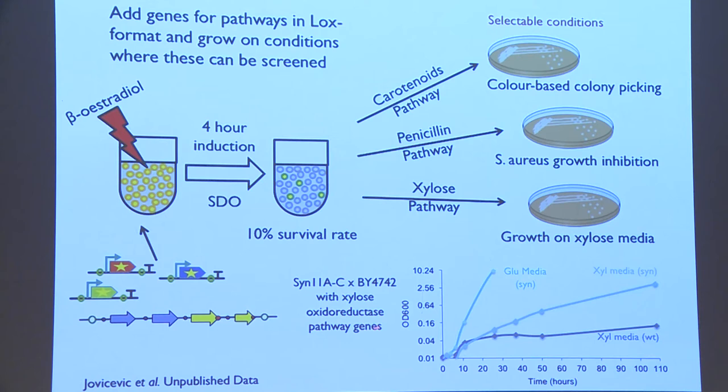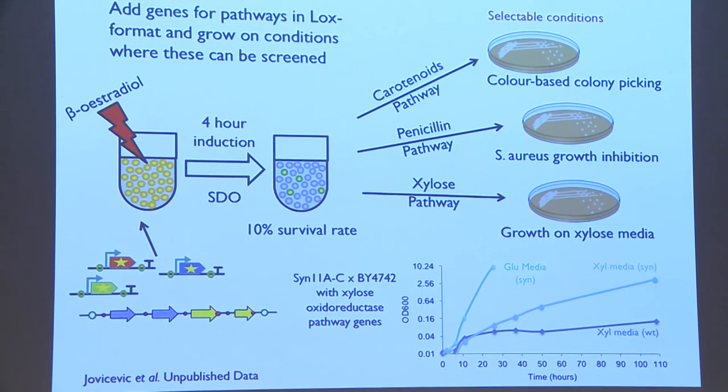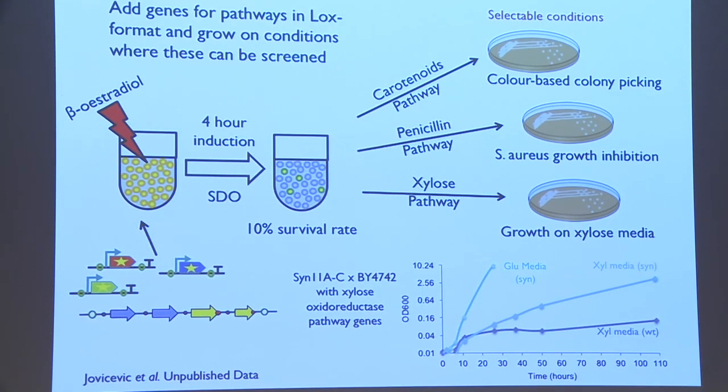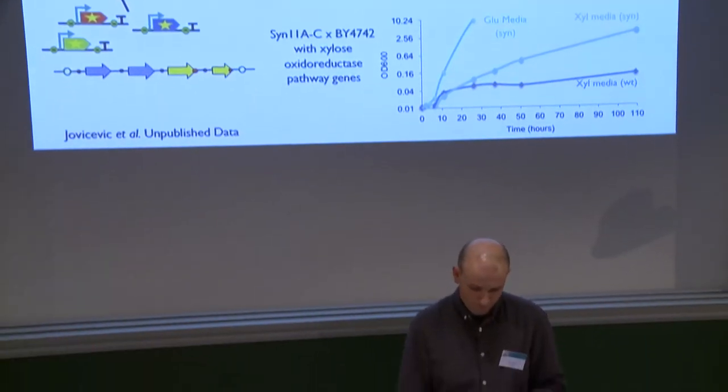You can even, rather than construct your whole pathway, provide your genes as just units that are ready to be scrambled in, and we did that with the xylose pathway, which is 2 to 3 genes, best if there's 3, but it can survive with 2. And we were able to do this scrambling and pick out a strain which actually started to grow on xylose media because it must have inserted these genes in the genome.